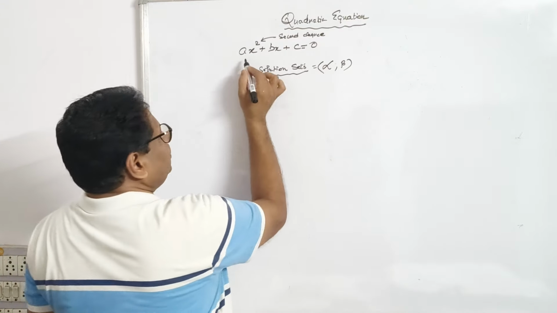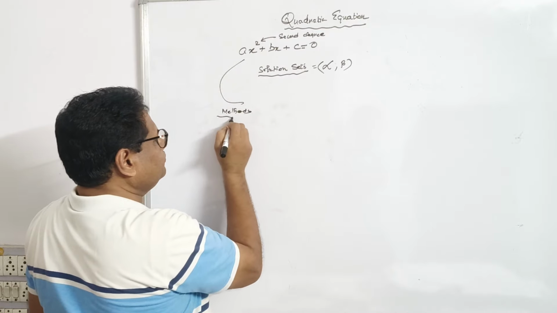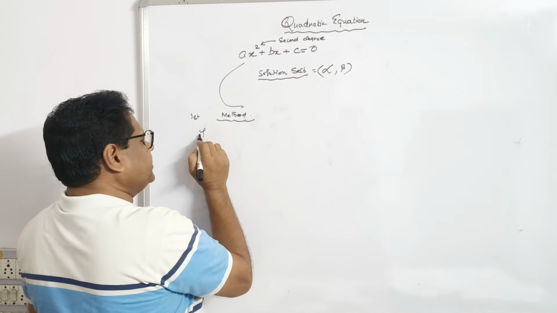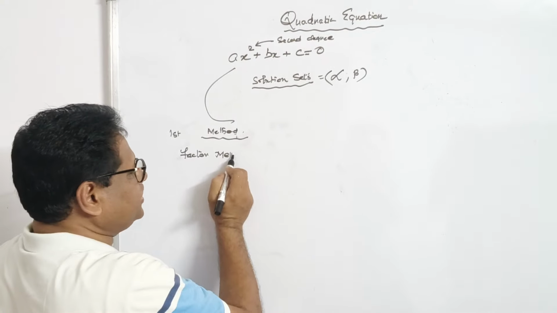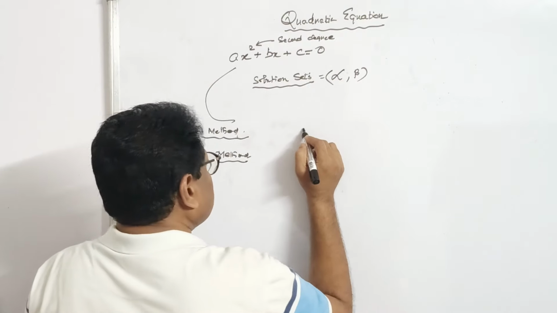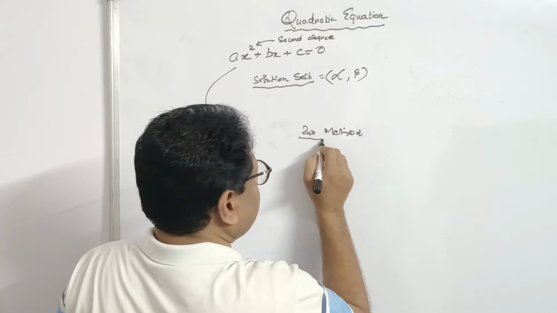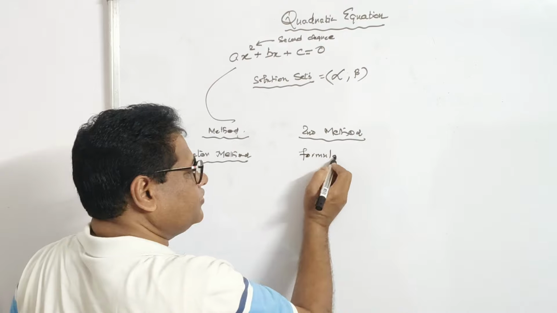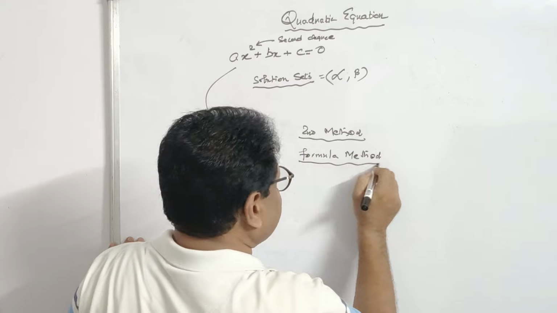So there are two methods to solve this quadratic equation. The first method is the factor method, and the second method is the formula method. Both are applicable. So this is the second method, which is called the formula method. Now let us take an example to understand these methods.